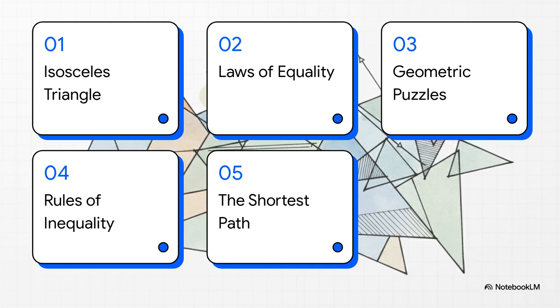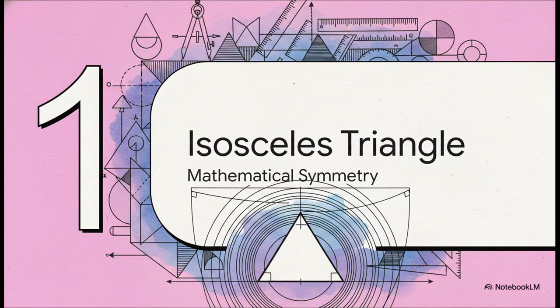Okay, let's dive into our roadmap for today. First, we'll meet the isosceles triangle. Then, we'll cover the laws of equality, solve some geometric puzzles, explore the rules of inequality, and finally, look at the shortest path. So starting with part 1, meet the isosceles triangle and mathematical symmetry.